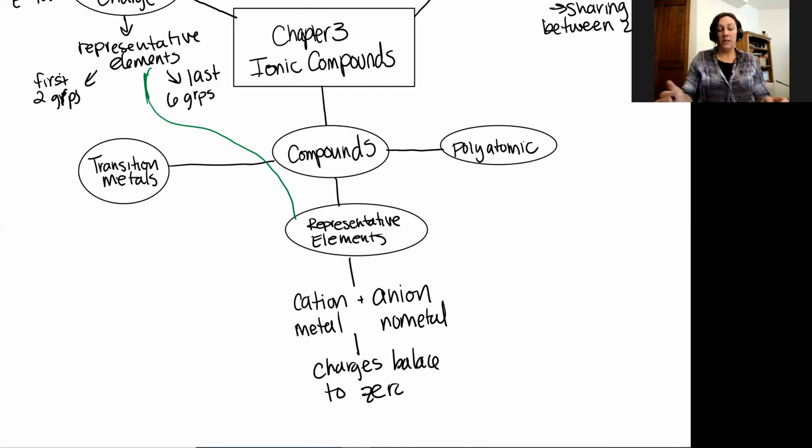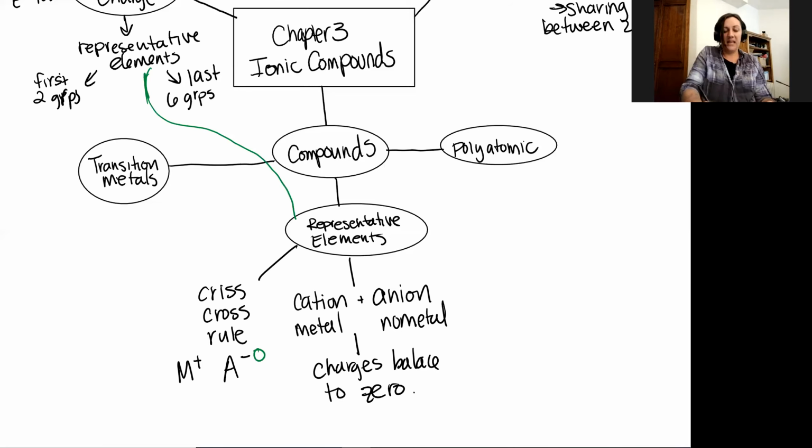And we can determine this by a little algebra or just comparing the two. Or what we can do is use the Criss-Cross Rule, which states that if I have a metal with a charge and an anion with a different charge, I can take the magnitude of that charge and make it the subscript of the opposite atom.